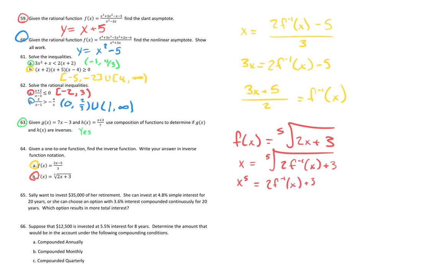So now I subtract 3, divide by 2, and I get that f inverse of x is going to equal x to the fifth minus 3, divide by 2. And we're done.